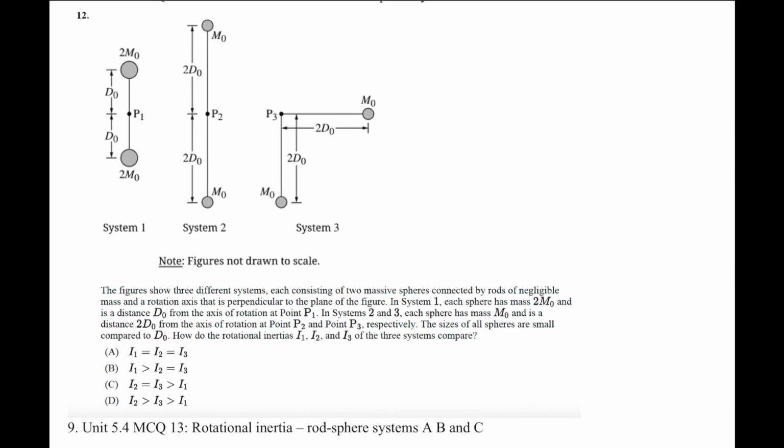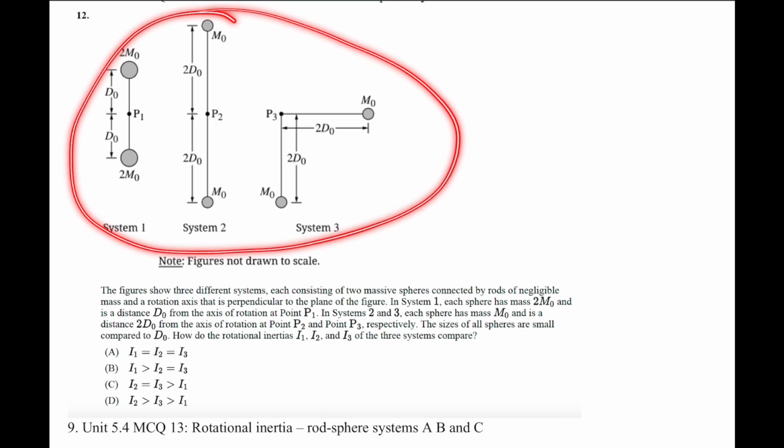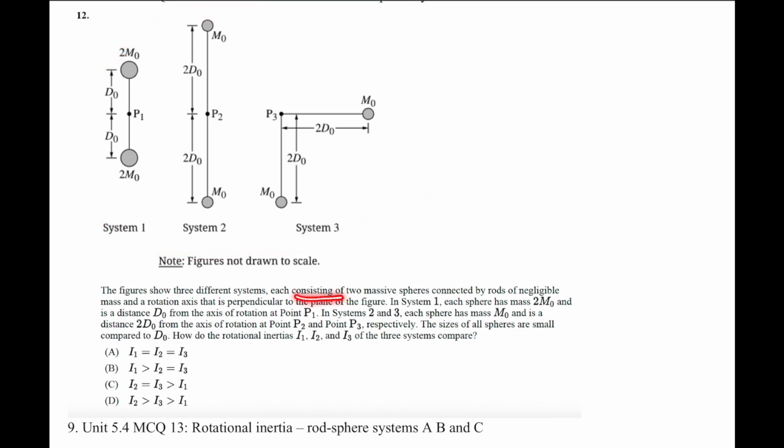In this video, we are going to solve some problems based on moment of inertia or rotational inertia. So let's see what's the first problem. The figures show three different systems. So we have got three different systems here, each consisting of two massive spheres connected by rods of negligible mass. So the rods themselves don't have any mass, only the spheres have the mass.